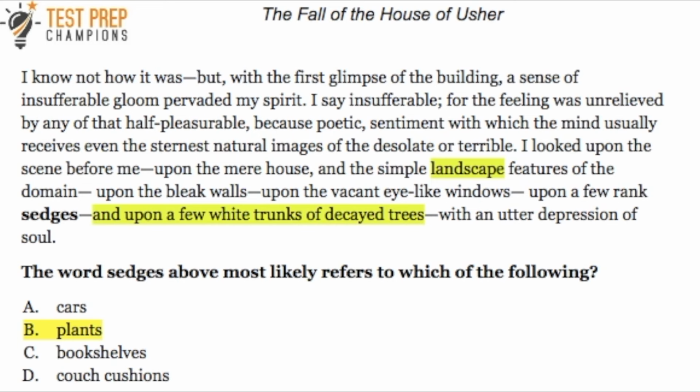At the end of the day, just pick which answer you think is the best, hope it's right, and move on to the next question.